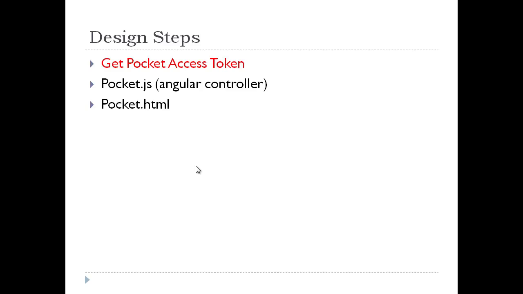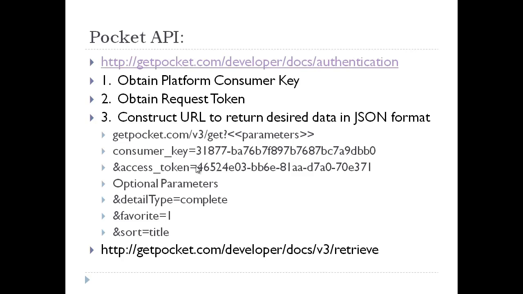So the first step here is to get the Pocket access token. You go to the Pocket website, and right here in the authentication section, obtain the platform consumer key, and then you have to use that key to get a request token. A lot of the material on that is geared towards building mobile apps that are authenticating and retrieving data based on user authentication. My use case wasn't that. It was always going to be me. So I was able to construct a URL that, using that consumer key and access token, returns all of my Pocket data in JSON format.